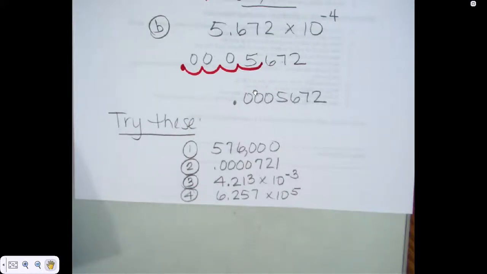Okay. Again, to sum it up, scientific notation is just a concise way of writing very large or very small numbers.